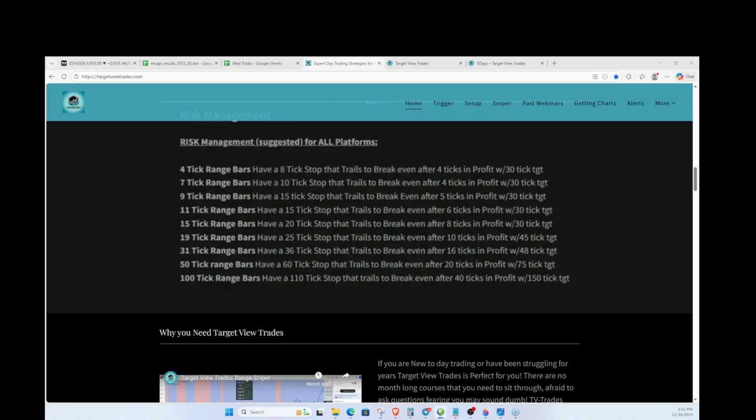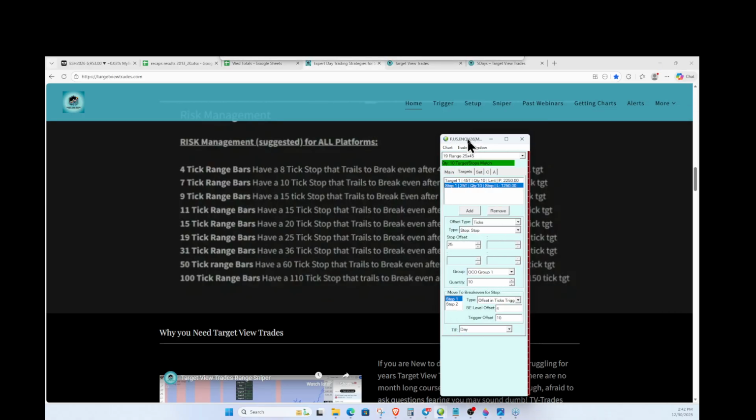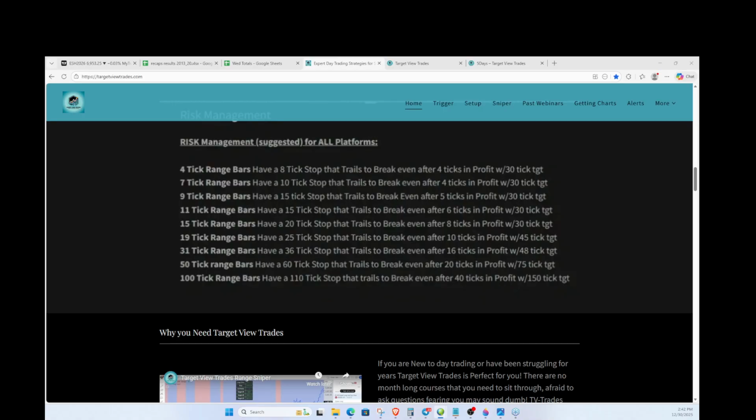It's a pretty simple process. You just have to click on targets on the DOM, and in here, click offset and ticks triggered. Up here, you do type stop. This is the original stop. It goes 10 ticks into profit, and it bumps it to +4. Okay, that's how you do it with Sierra.